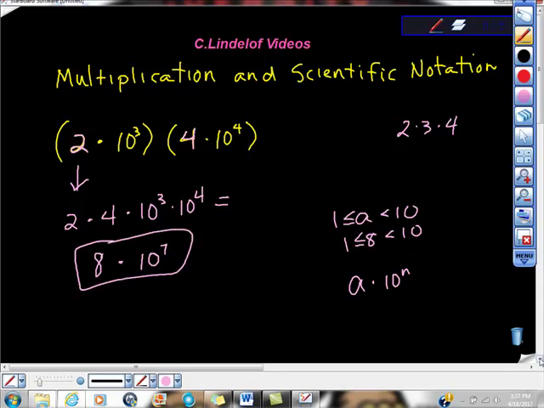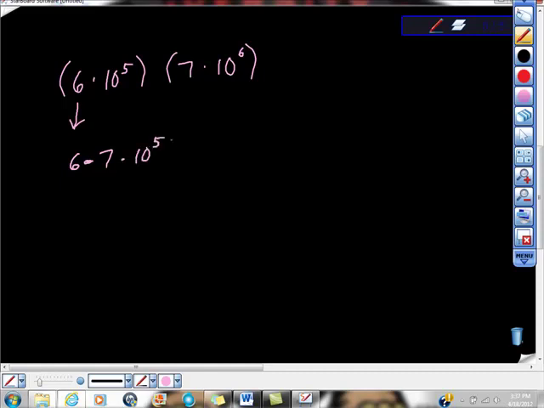All right, let's try another one really quick. And this one looks like this. It's 6 times 10 to the fifth, times 7 times 10 to the sixth. And hopefully you can see what I'm going to do. I'm going to take this 6 and do 6 times this. Wow, I said 6 and I wrote 7. 6 times this 7, times the 10 to the fifth times the 10 to the sixth.